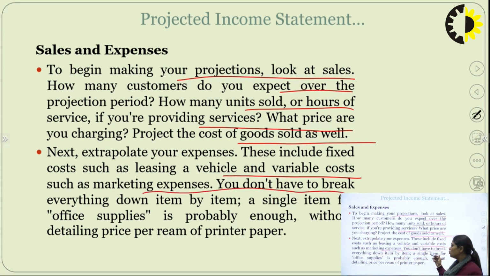You do not have to break everything down item by item. It is not critical to break out all the items individually. A single item for office supplies is probably enough, without detailing the price per ream of printing paper, for example.